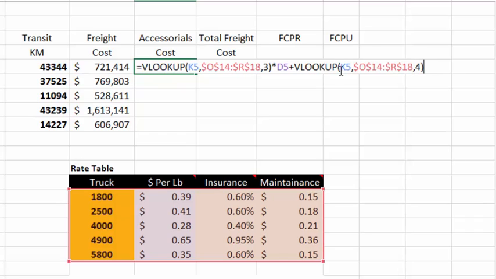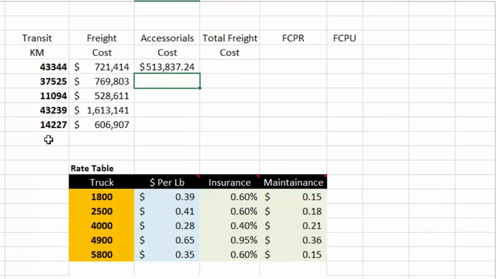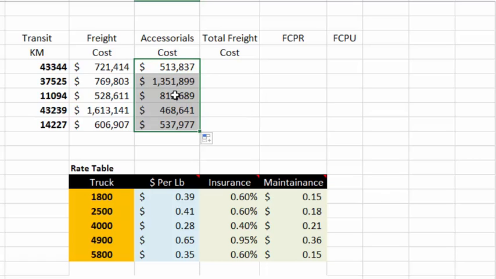Now, if I press enter, this amount is going to be 21 cents for this truck here. I don't want just 21 cents. I want to multiply it by the number of kilometers traveled. So the insurance percentage times revenue, and the maintenance rate per kilometer times the number of kilometers traveled, or transit kilometers. Press enter and you get $513,837. And that's not bad if you think about it.